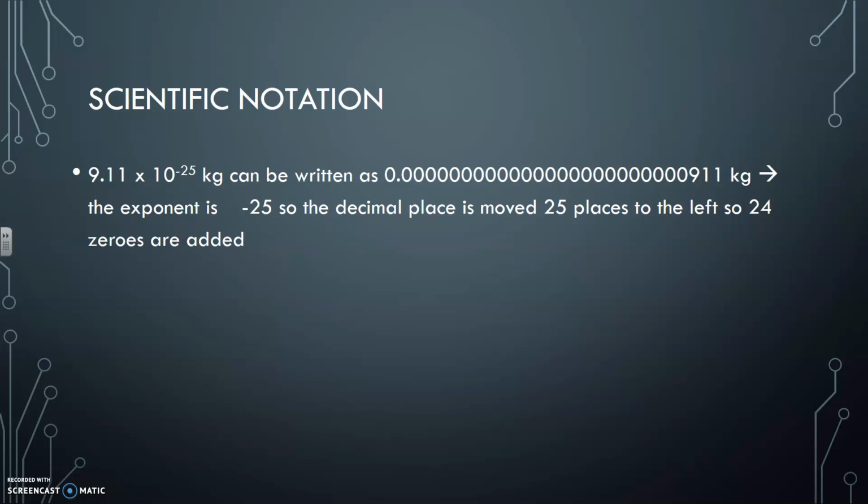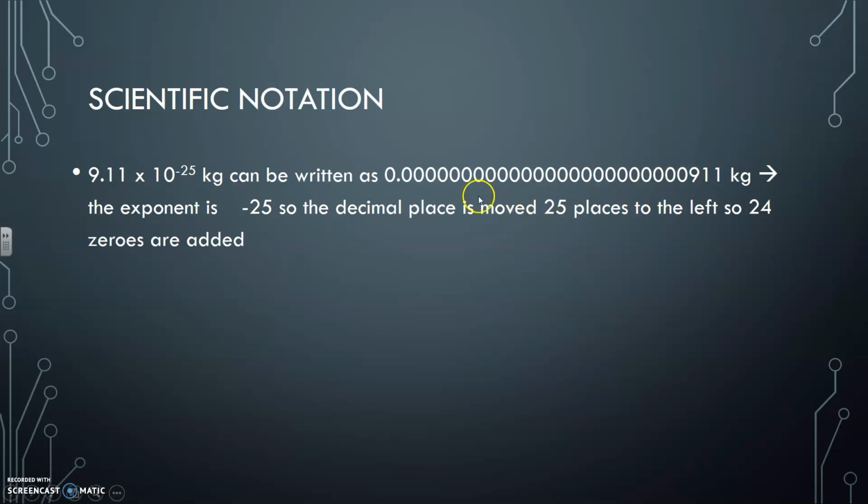You have an exponent of negative 25 here, which means that you have 24 zeros in this number. And writing that many zeros over and over again would just get incredibly frustrating. So this is a much easier way to write it.